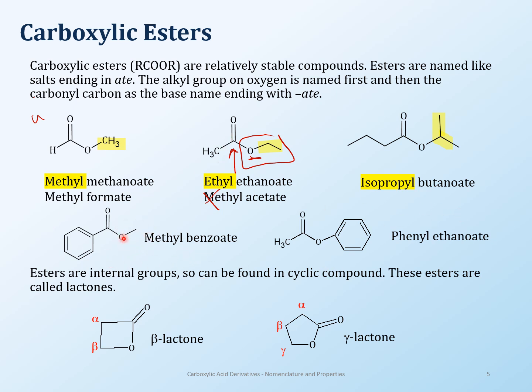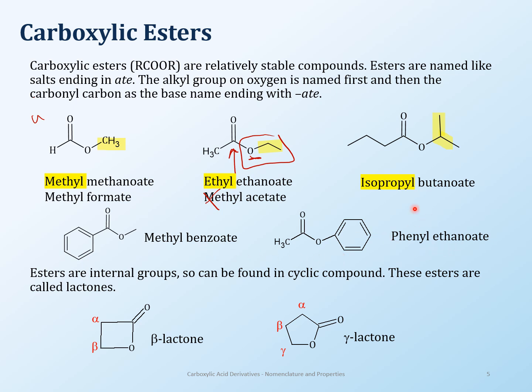Okay, here is methyl benzoate. So the methyl group is here and the benzoate is from here. And then phenyl ethanoate. So phenyl is the group that's attached to the oxygen, and then ethanoate is the base. Okay, that's the parent chain for the carboxylic acid. Okay, so don't be fooled.